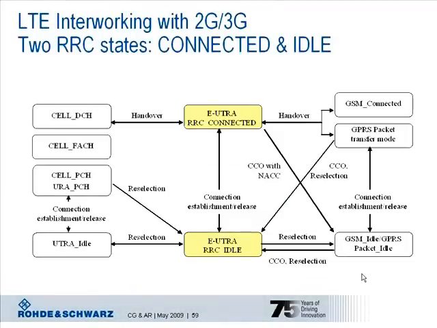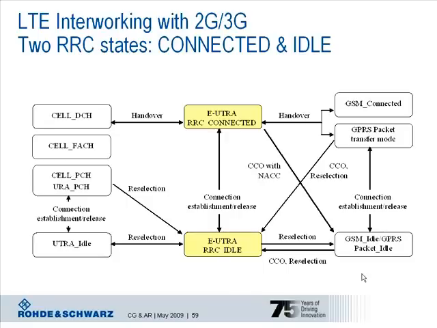So there's not only intra-LTE mobility, but also mobility between LTE and 2G and 3G networks defined in LTE. On this slide, for example, the possible transitions between the LTE and GSM GPRS states, as well as between LTE and wideband CDMA HSPA states, are shown. In LTE, there are only two protocol states defined on the radio resource control, RRC, level: RRC connected and RRC idle. These are shown in yellow here.